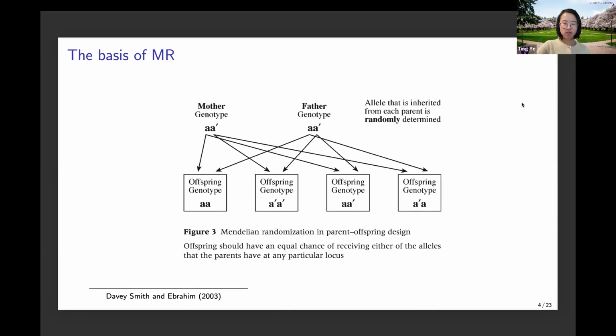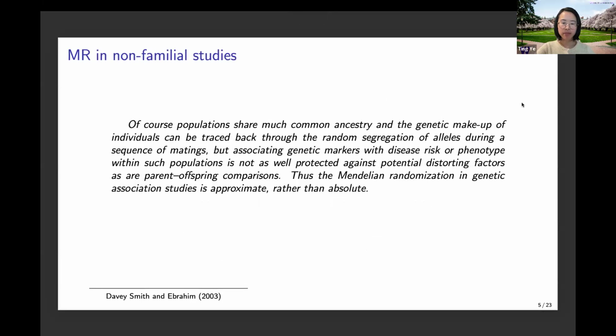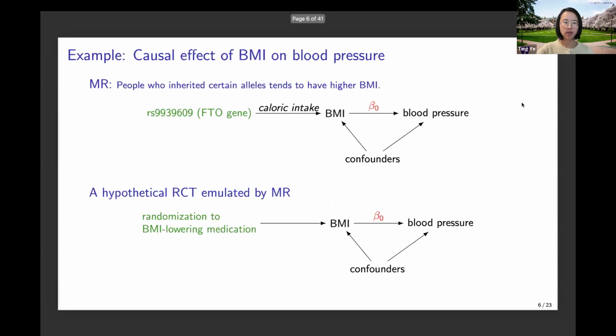However, Mendelian randomization is not often done in a parent-offspring setting because of data limitations. Data are often not available for parent-offspring designs, and even if available, they are of smaller size compared to large population GWAS studies. So most MRs are actually in a non-family setting, studying populations that share common ancestry, for example, European ancestry in UK Biobank. And we view the random assignment of alleles as approximate rather than exact. And this is the setting that I will be focusing on in this work.